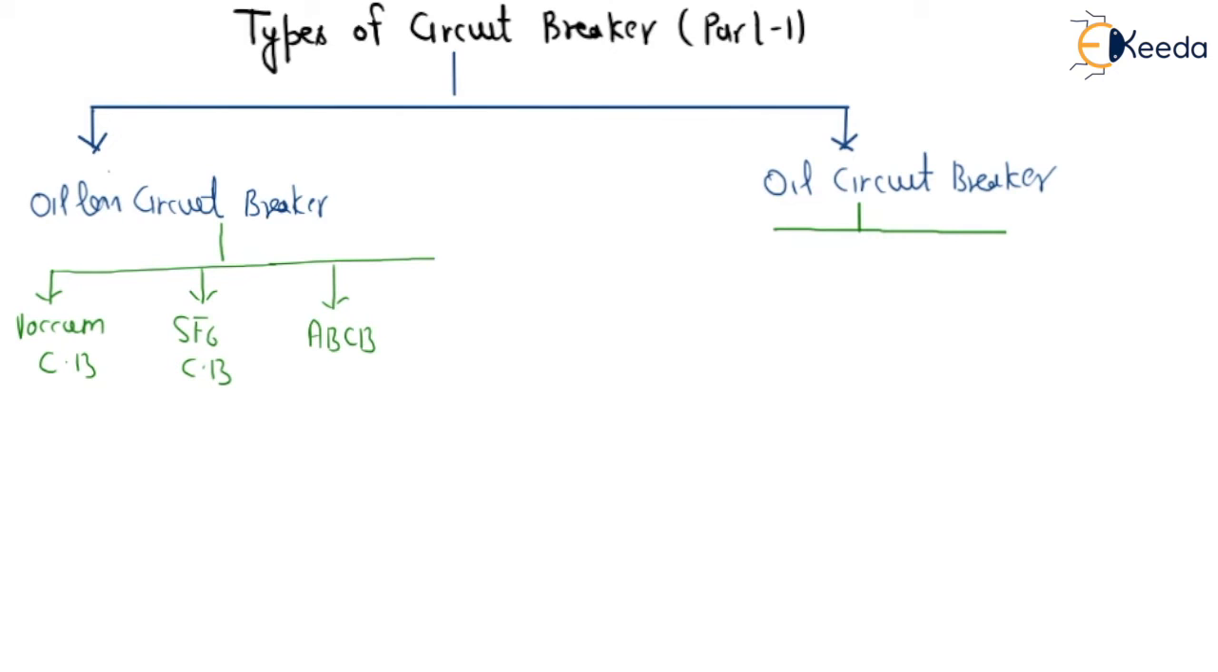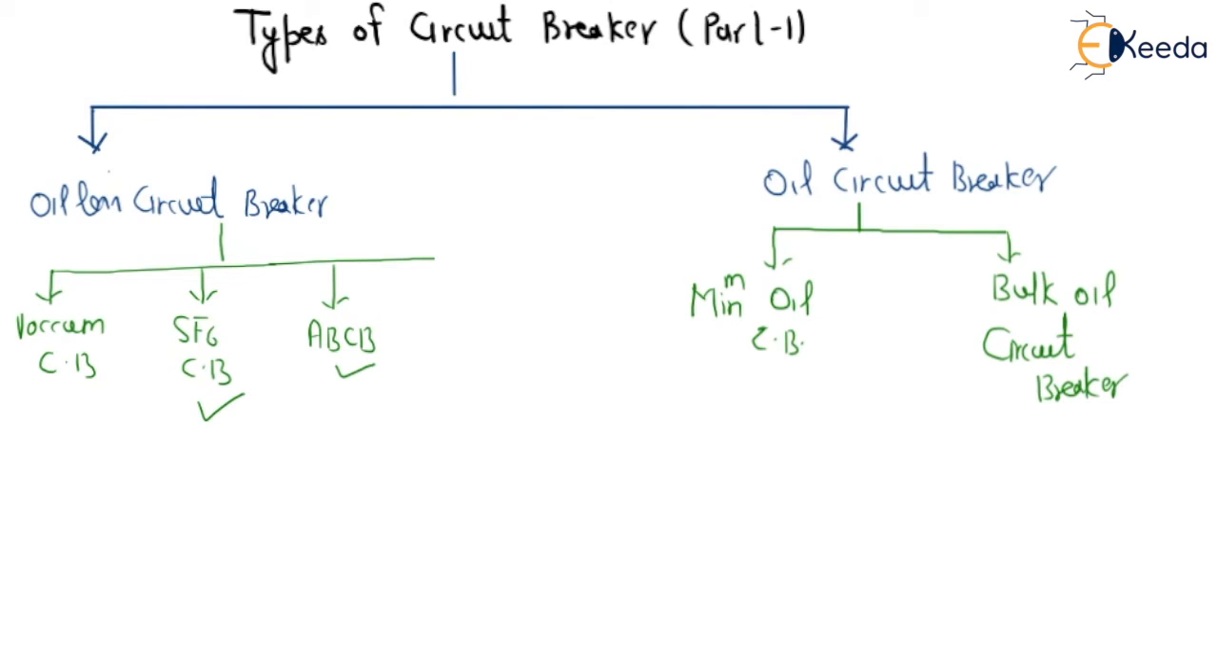In the oil circuit breaker there are another two types, that is the minimum oil circuit breaker and the bulk oil circuit breaker. So first we are going to discuss these two, the ABCB and SF6. Then we will discuss the vacuum, then the oil circuit breaker.